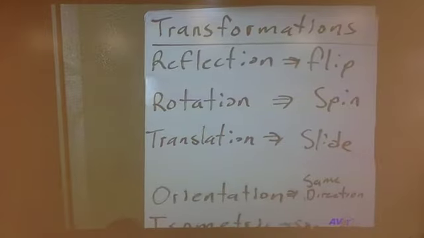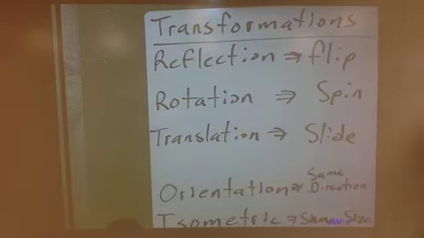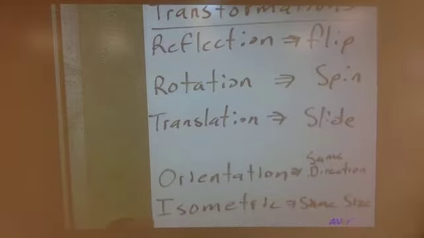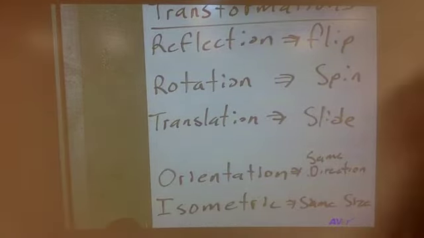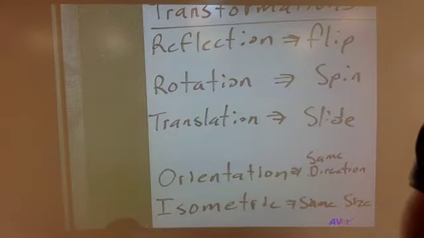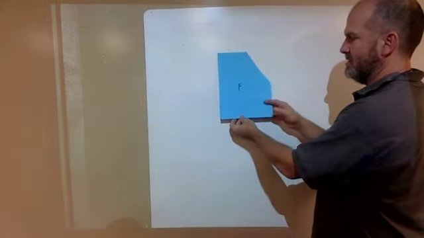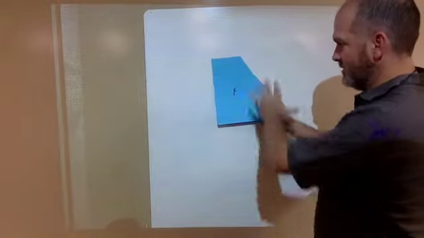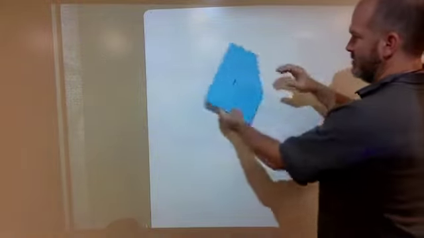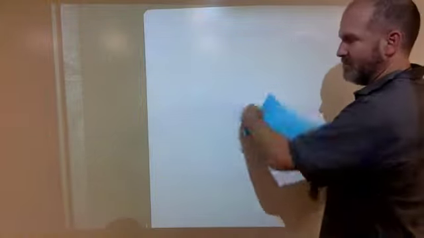Before I get into a little more detail on translations, you might have noticed I had a couple more words written on my whiteboard. Orientation and isometric. All right, orientation, I wrote same direction, and isometric, same size. Let me explain that a little further. All 3 transformations that I just showed you did not change the size of this paper. Whatever the dimensions are of this paper, whether I flip it, rotate it, or slide it, I'm not a magician. I'm not shrinking this paper or making it bigger. I'm just moving it around. That's isometric. That's why I say same size.